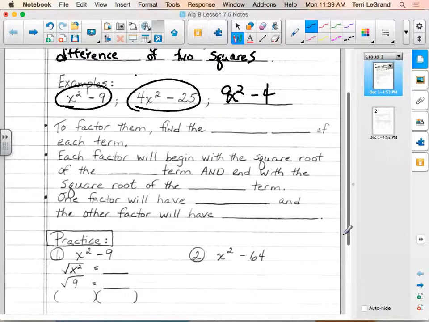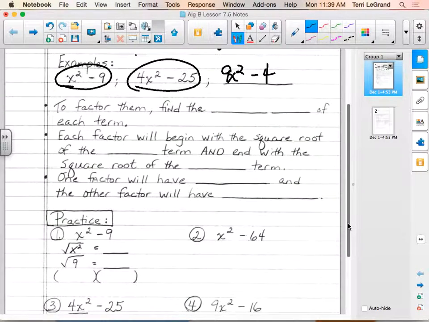Okay, good. So how are we going to factor them? Well, here's what we're going to do. To factor them, we're going to find the square root of each term, because that's what we were just talking about. If you can find the square root, then you know it's a square, or a perfect square is another way to say it. So we're going to factor this binomial. In other words, we're going to rename it in factored form, just like we were doing with our trinomials.